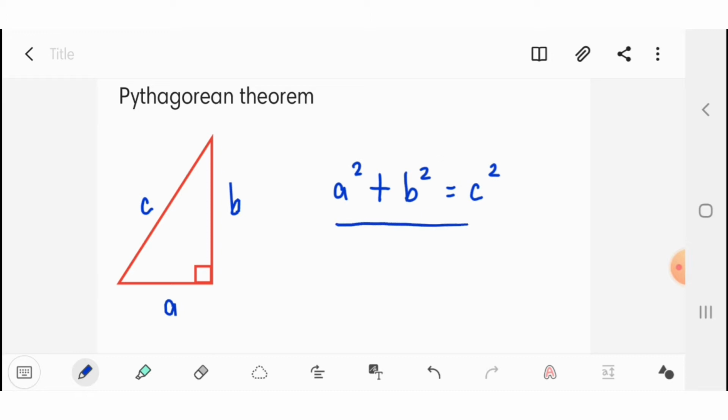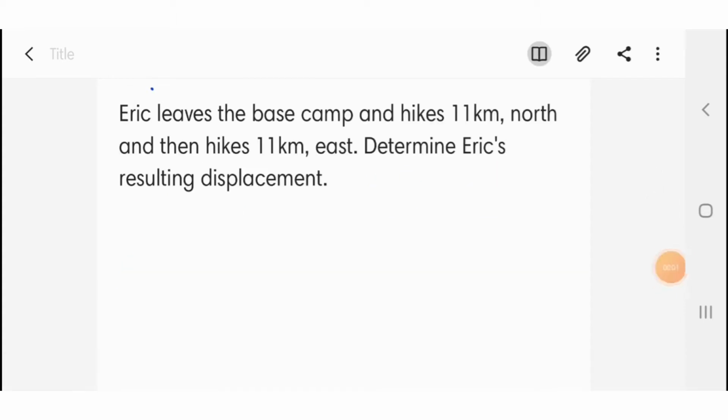This is the Pythagorean theorem: a squared plus b squared equals c squared. Again, you can only use the Pythagorean theorem if the sum of the vectors forms a 90 degree triangle. Now here we have an example.